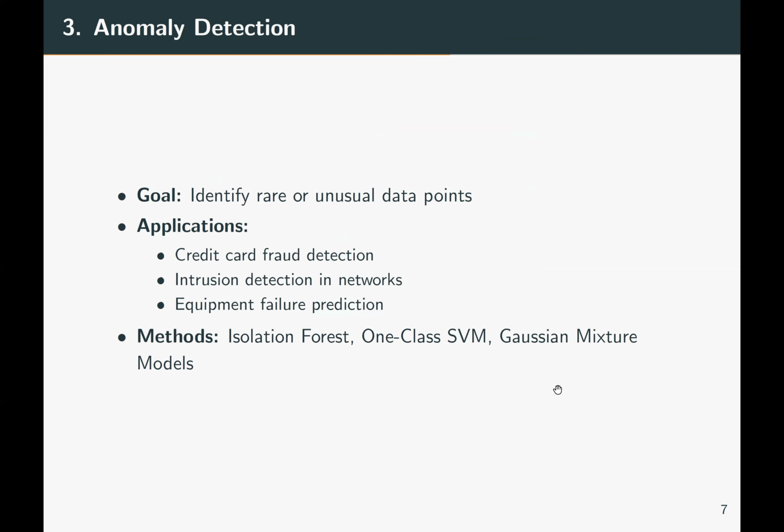You can also do anomaly detection as a real world application. The goal is to identify rare or unusual data points. Applications include credit card fraud detection, intrusion detection in networks, and equipment failure prediction. Methods include isolation forest, one-class support vector machine, Gaussian mixture models, and things like that.